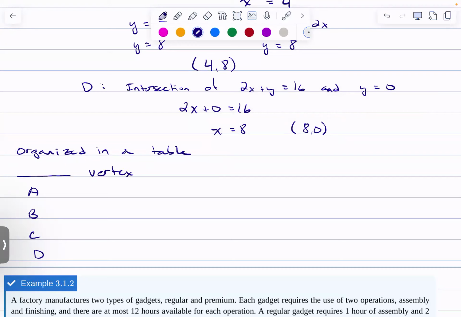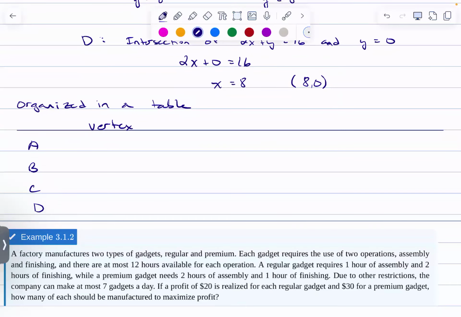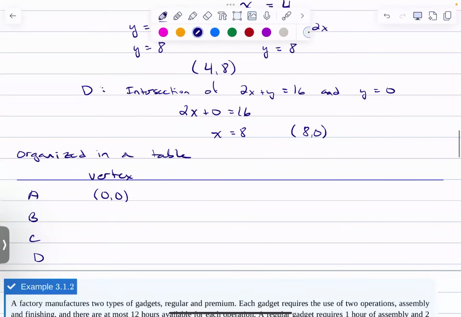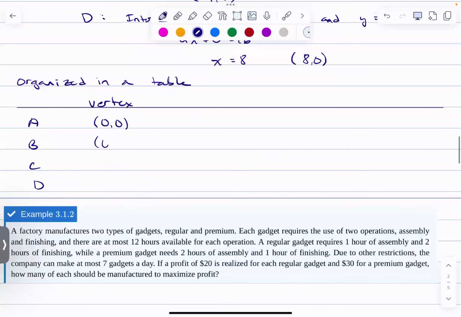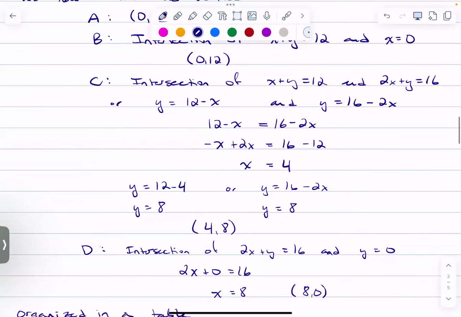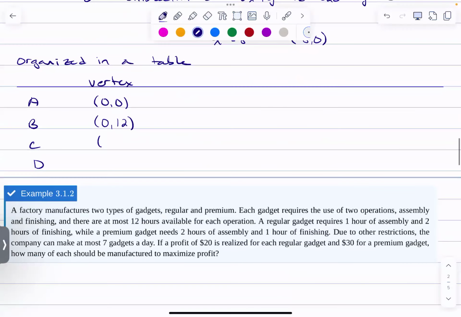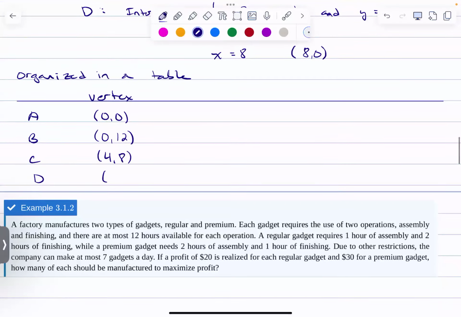So the vertex at A was 0, 0. At B, now I'm just summarizing it, was 0, 12. We already did all the work. At C was at 4, 8. And at D was at 8, 0.